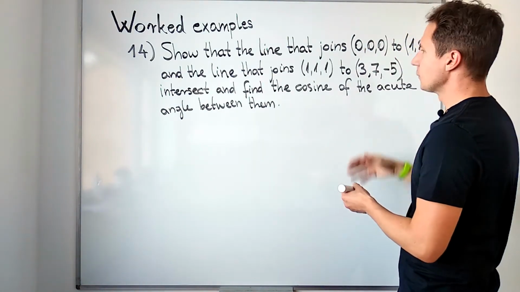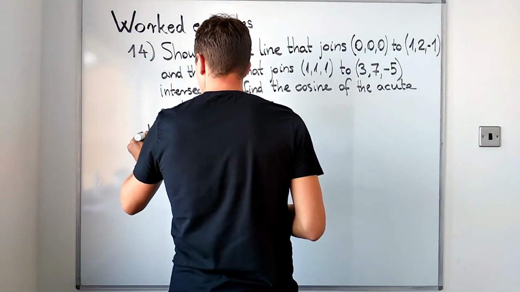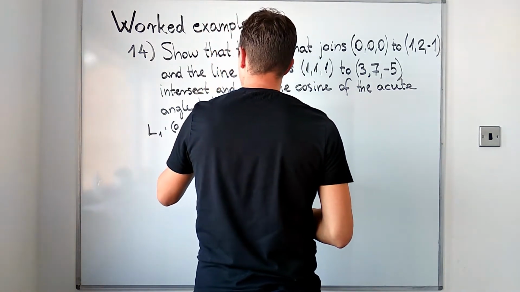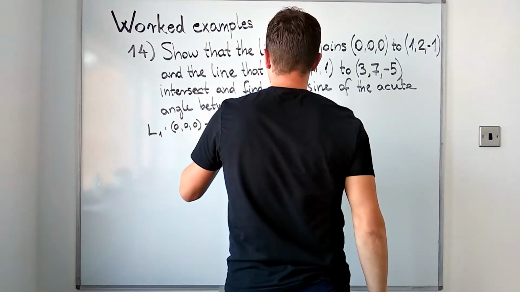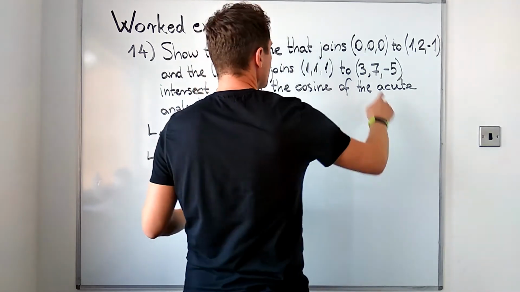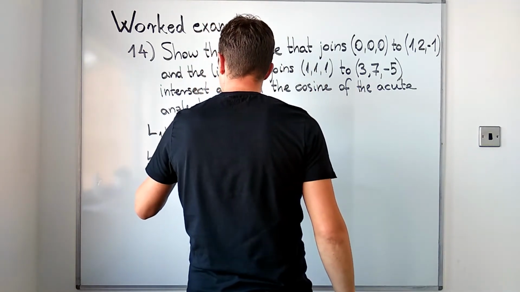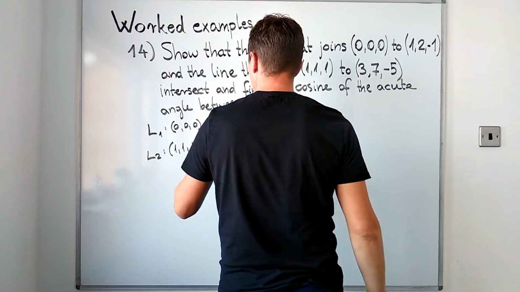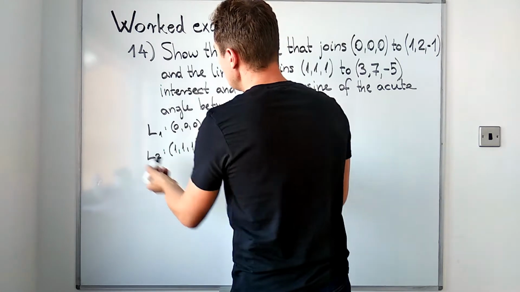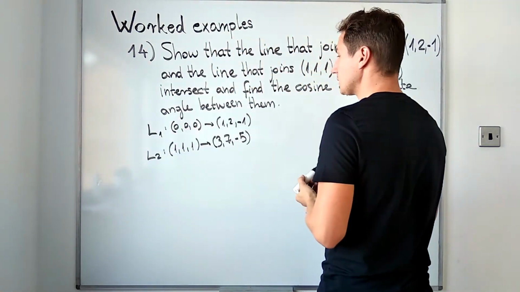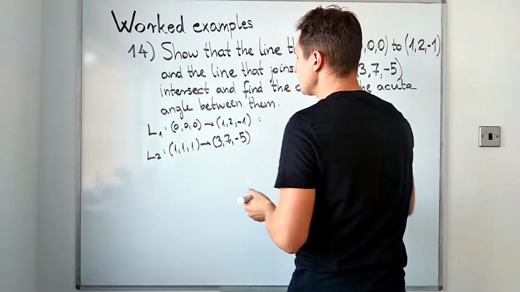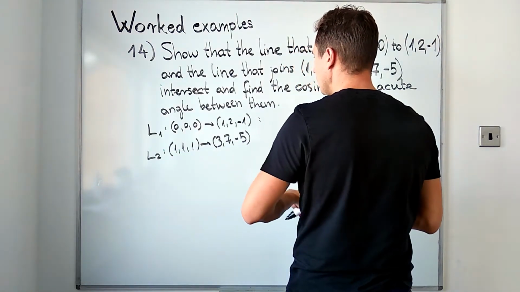Okay, so let's first of all give these lines names. L1 should be the line joining 0, 0, 0 to 1, 2, and -1, and L2 should be the line that joins the point 1, 1, 1 to the point 3, 7, and -5. Each line is given by two points on it, so we can write the equation of these lines as we've learned in the lecture.